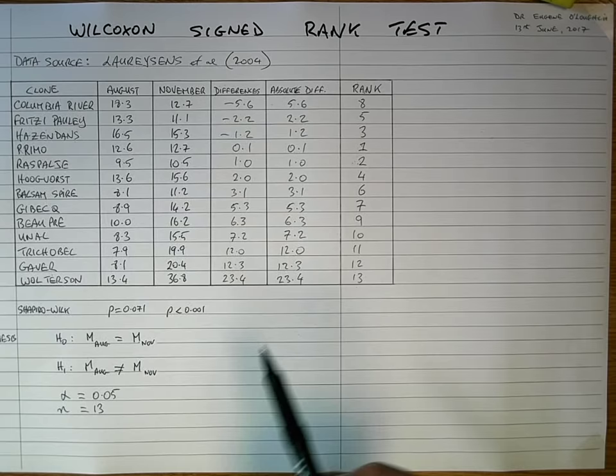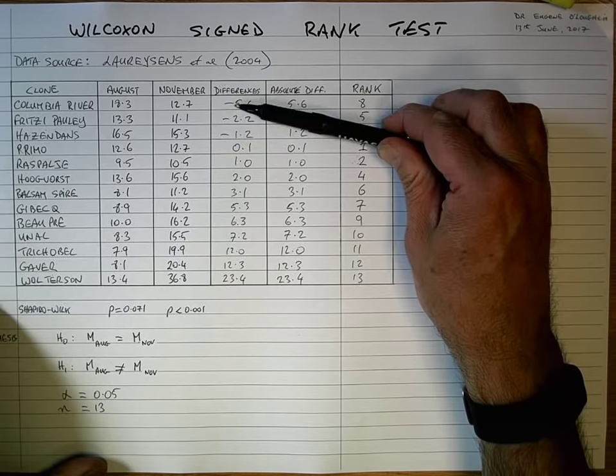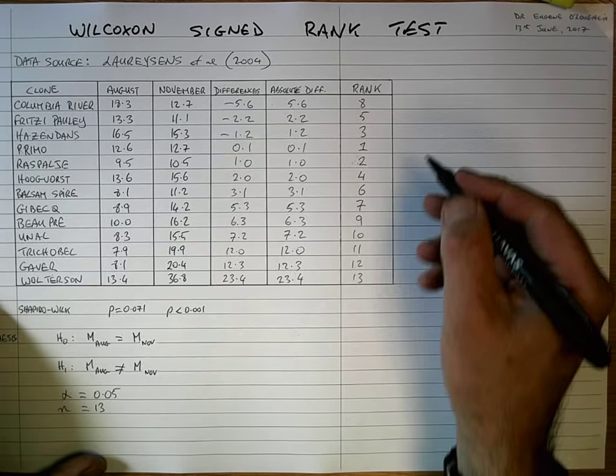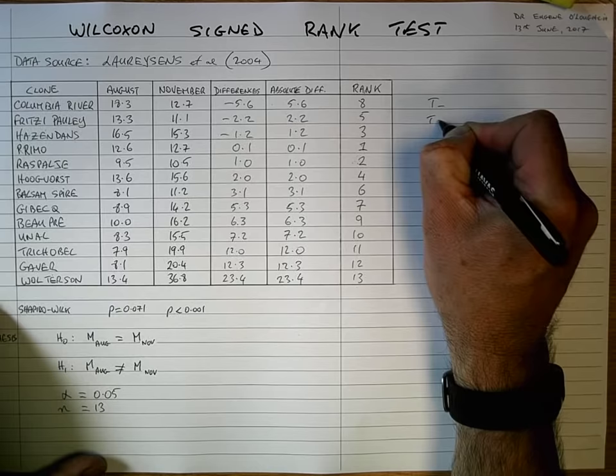So just to recap here for a second, our differences are very, very important that we note the sign. This is a Wilcoxon signed rank test, so we need to know all the positive and all the negative differences. And then we need to know the ranks of all the positives and the ranks of all the negatives so that we can sum them. So we need to know the rank sum for the T pluses and for the T minuses.